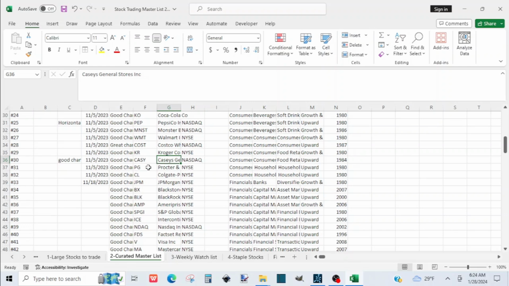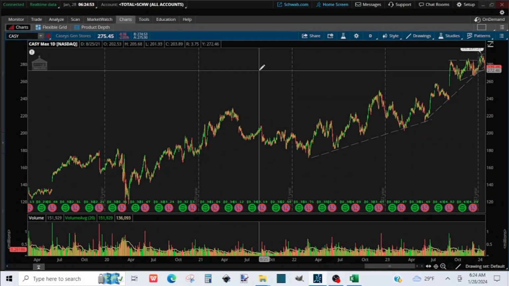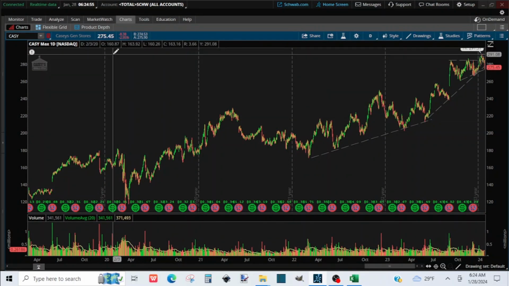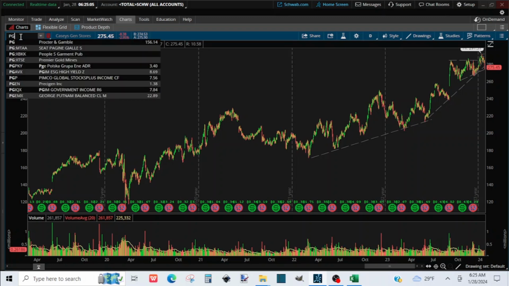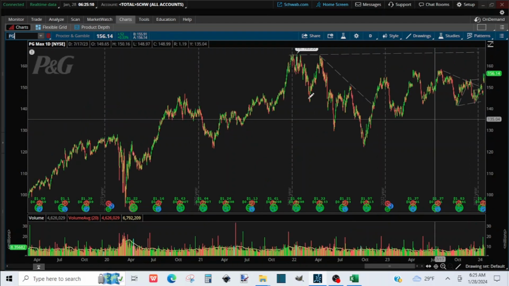Now we are going to do Procter & Gamble. I already opened Thinkorswim. If you have a Charles Schwab account, you can use Thinkorswim from your Charles Schwab account. And I'm on the chart, and I'm just going to copy and paste Procter & Gamble. I'm using the maximum daily chart.